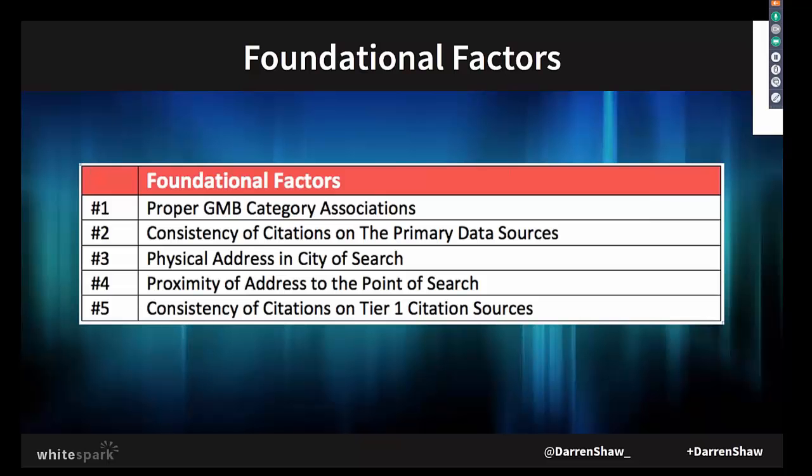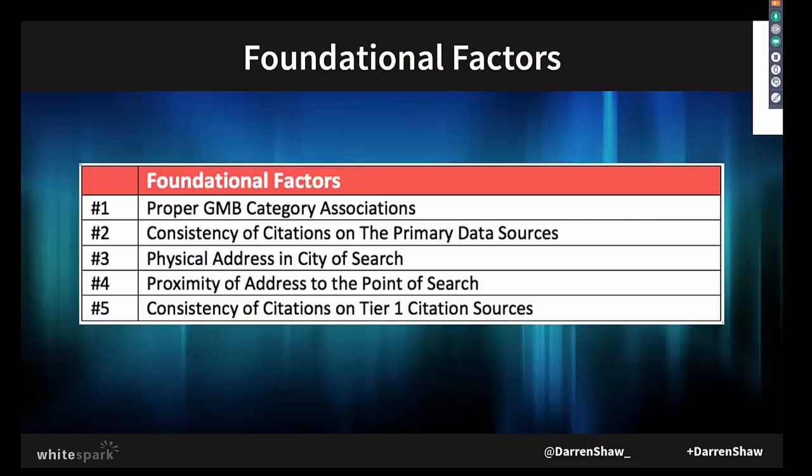So what are the foundational ranking factors? What are the factors that you must have in order to even have a chance at ranking? And so you've got to have your proper Google My Business categories set up. If you don't have the right category, you're never going to rank. You should have consistent citations on the primary data sources. This is really important. If they're not consistent there, then that could really impact your ability to rank. You should be located in the city. That's kind of obvious. If you're not located in the city, then you're not going to rank. As we talked about, you should be close to the searcher.